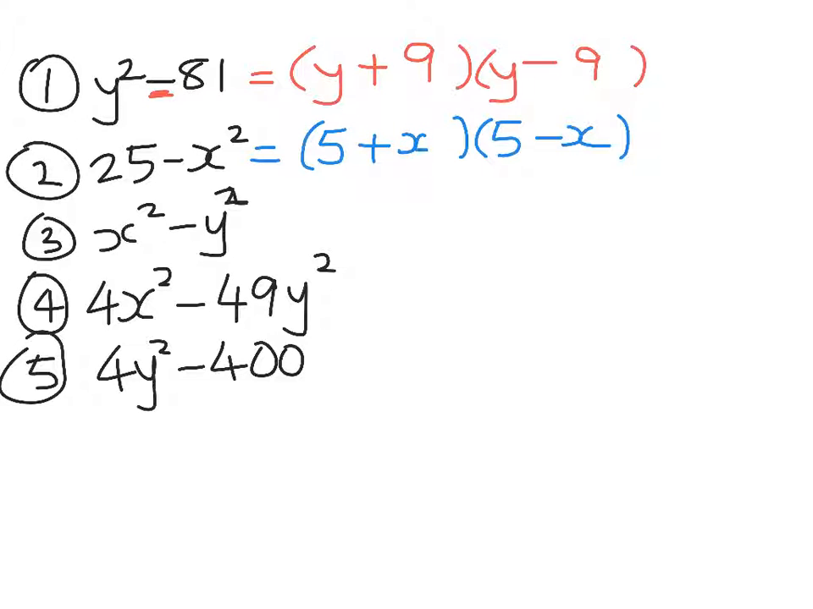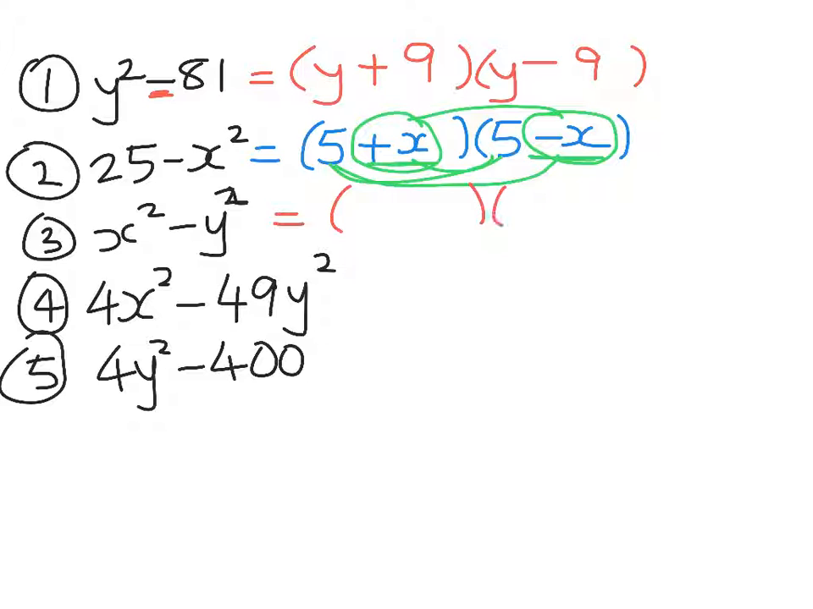So if that makes you a bit squeamish, let's just look at expanding that out. Well, we've got our 25 there, and again plus 5x here, minus 5x here, and then minus x squared there. So that works. The next one, x squared minus y squared. Check that I've got the difference of two squares pattern. I've got a square here, nothing in the middle, a minus here, and a square here. So this one will be x plus y times x minus y.